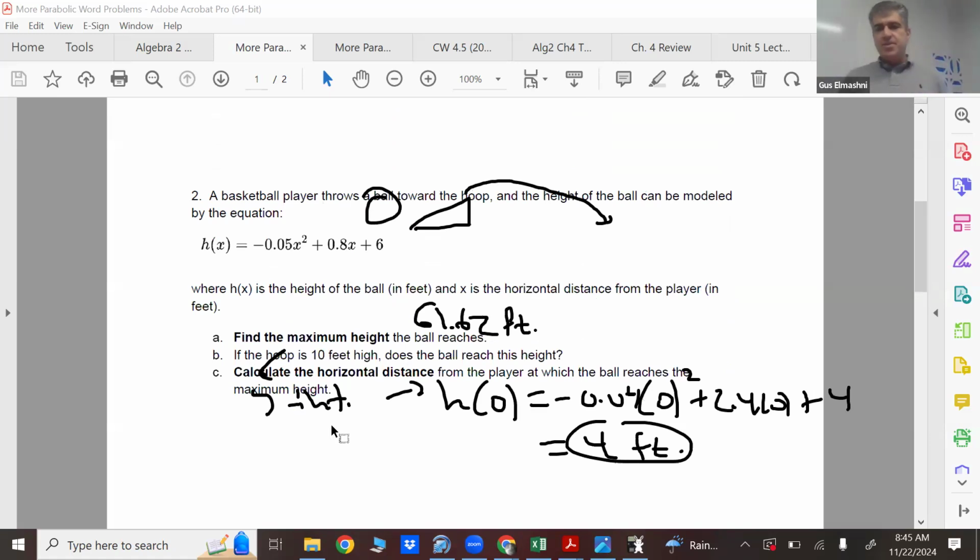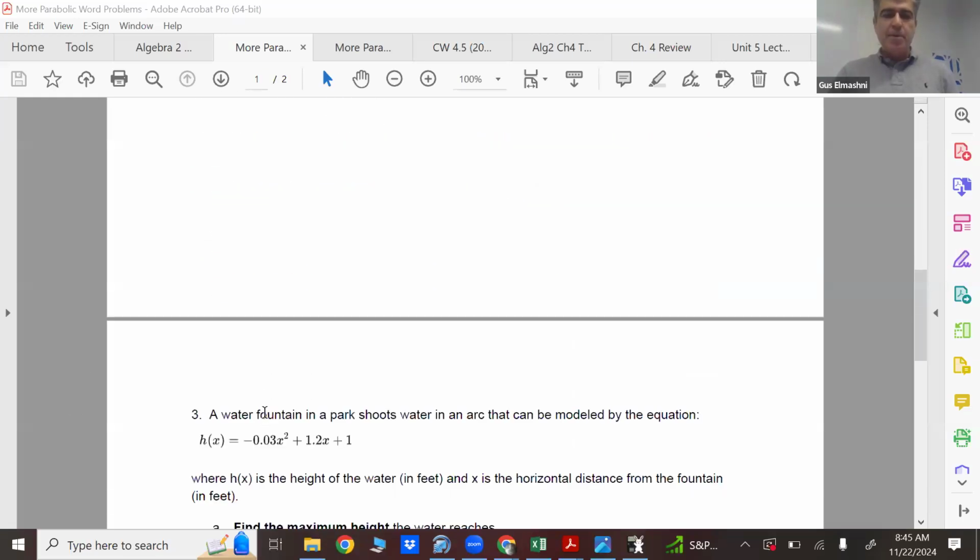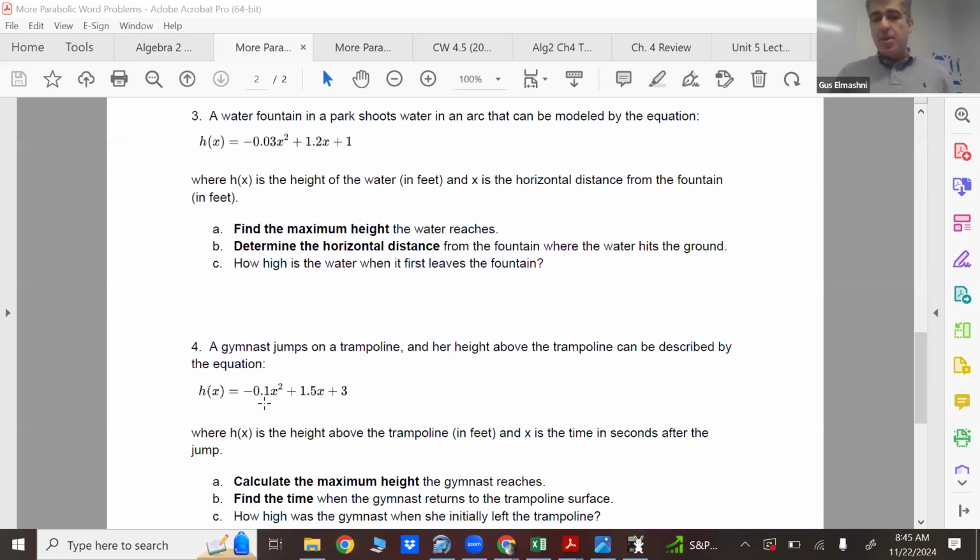If the guy's 6 feet tall, yeah, probably it's 6 feet leaving his hands, right? So yeah, depending on how tall the basketball player is. So there's a bunch of other questions. I have the answer keys already posted to Schoology.